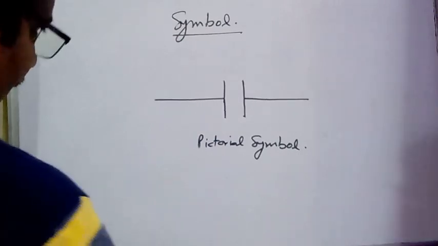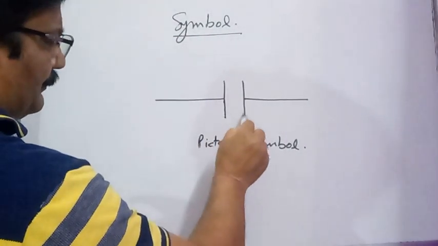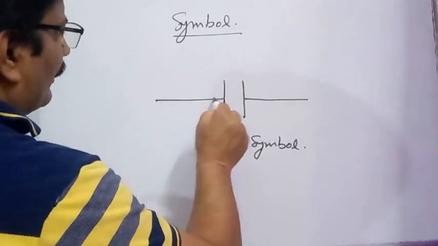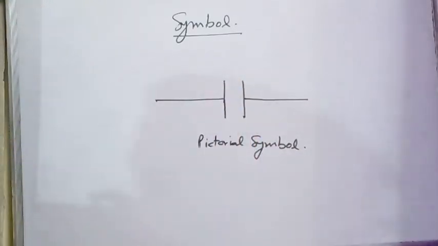Students, any type of capacitor is symbolized by this symbol. In the symbol of the capacitor, there are two parallel lines of equal length along with the connecting wires. This is the symbol of the capacitor.